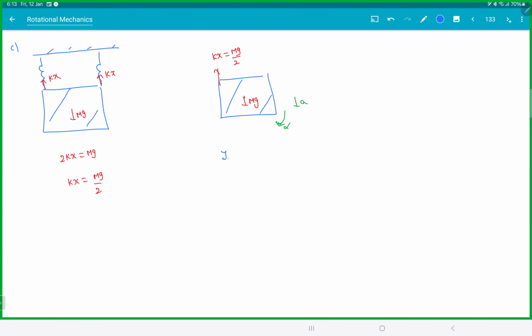We'll take torque about center of mass. That would be kx into L by 2 is equal to I about center of mass, which is ml square by 12, into alpha. And kx is mg by 2, so mgL by 4 is equal to ml square by 12 alpha. So alpha would be 3g by L.